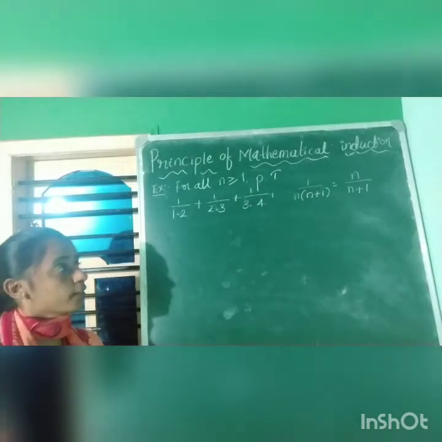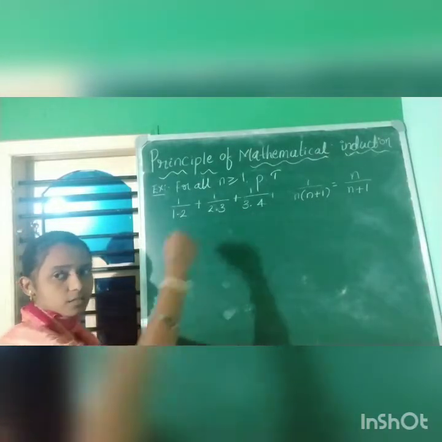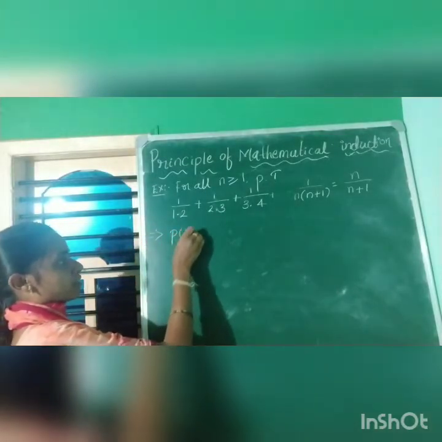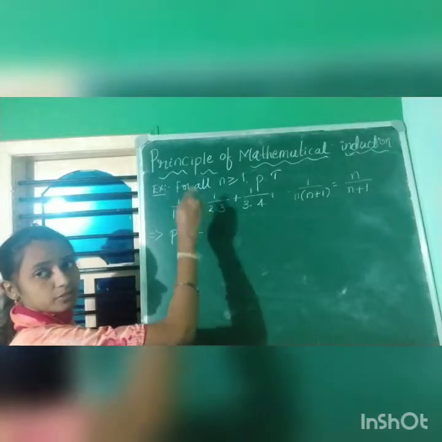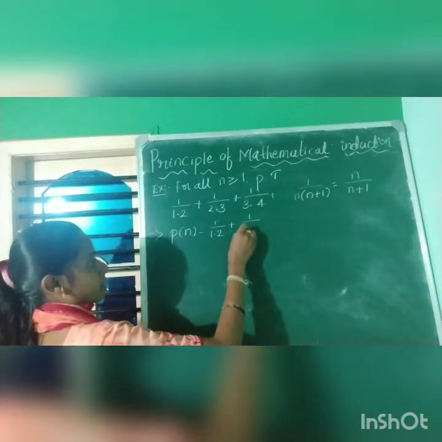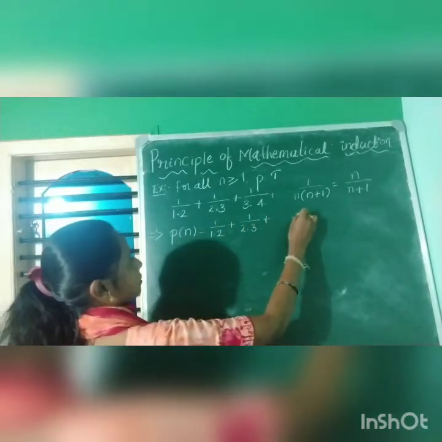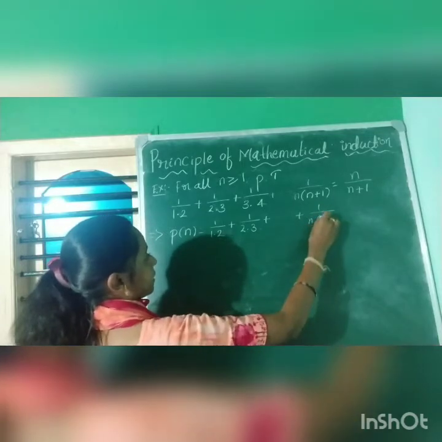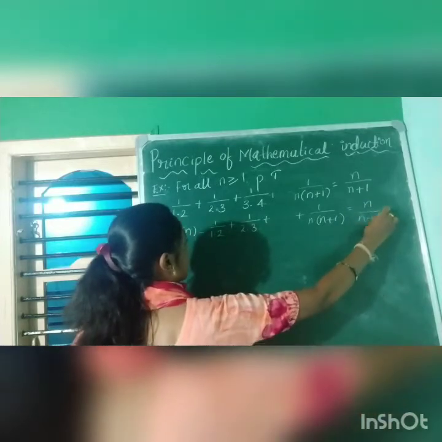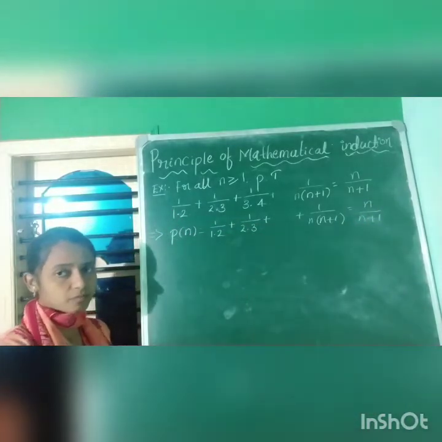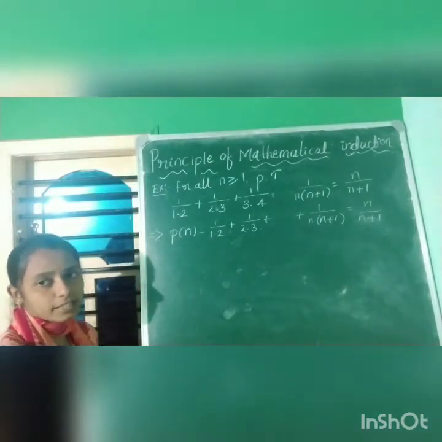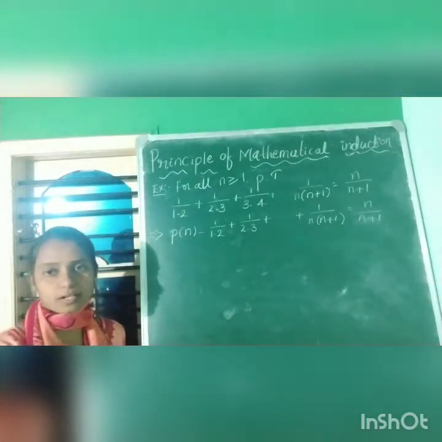The first step is what? You need to consider the given statement as P of n. I'll just take it. P of n is nothing but the given. You just write the given thing: 1 divided by 1 into 2 plus 1 divided by 2 into 3 plus etc. and so on, 1 divided by n into n plus 1 can be written as n divided by n plus 1. This is the given statement. The first thing is what? You need to replace n by 1 and you can say that this is true for n is equal to 1.